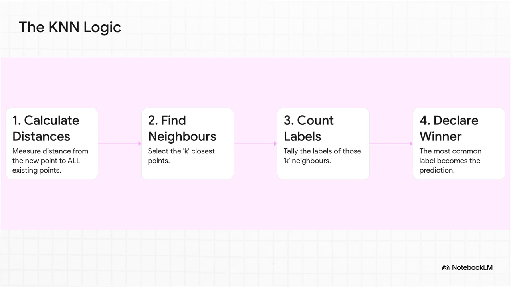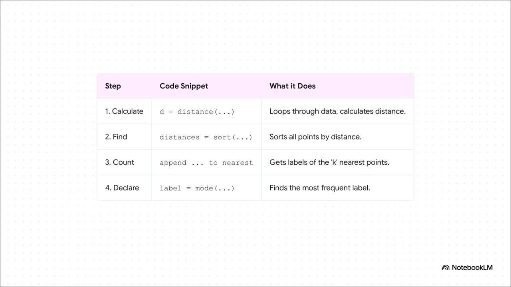Simple as that. And right here, you can see how that simple, plain English logic maps directly to the pseudocode. Every step we just talked about has a line of code to match. Step 1, calculating the distance. That's the loop with the distance function. Step 2, finding the closest neighbors. That's just sorting the list.